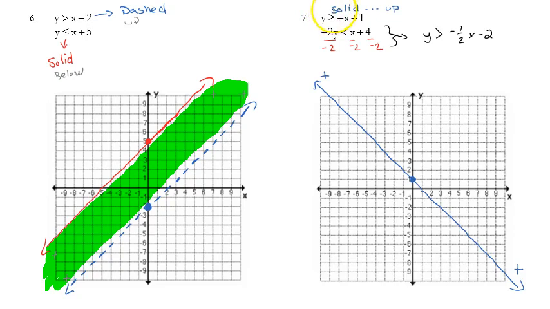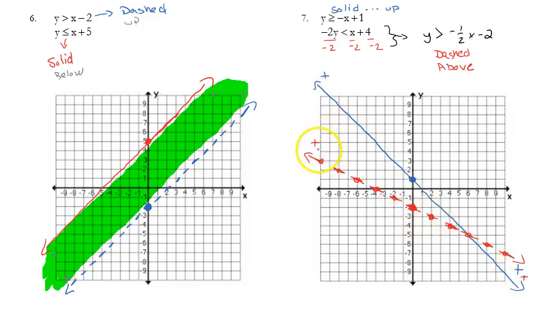So the first one is a solid line, and I will shade up. So I have a solid line, started at 1, down 1, right 1, and I have my plus signs above. The second inequality is a dashed line above, so I dashed that line. It started at -2 and then down 1, right 2, above as well.